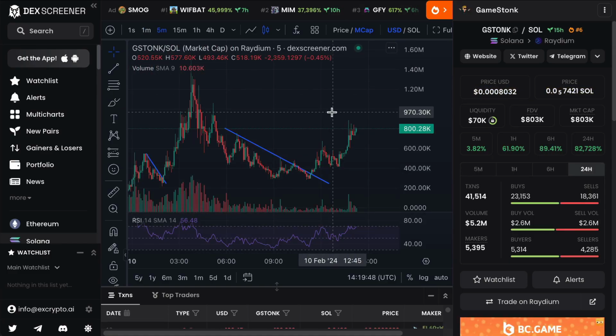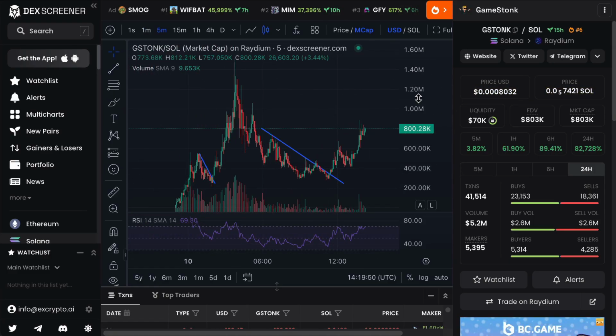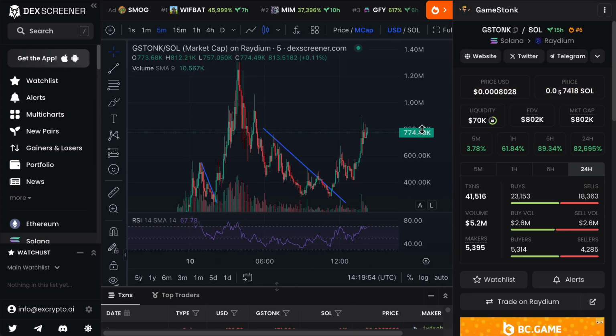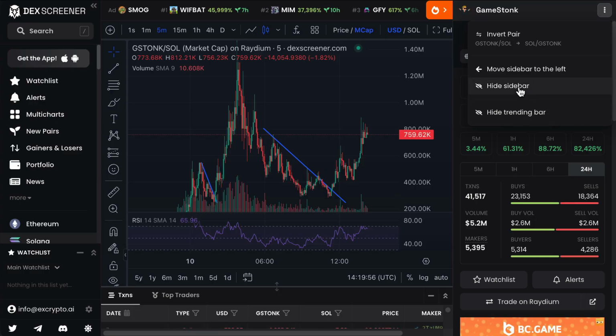Let me show you another example. This was Game Stonk. This is another one. Trend line, not that clear, but a little bit of a trend line there. But notice, let me just hide the chart. So this is literally one live that I've been watching. And notice a lower low here, and then a higher high.